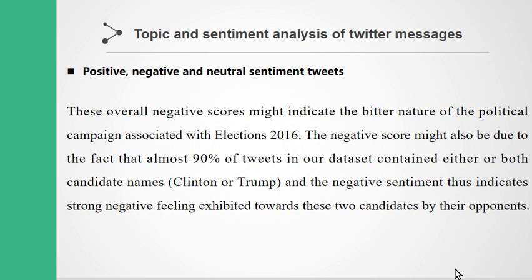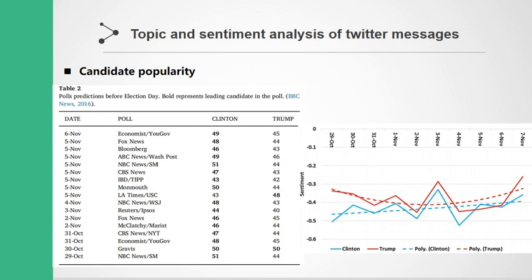The negative score might also be due to the fact that almost 90% of tweets in our dataset contain either or both candidate names, and the negative sentiment does indicate strong negative feeling exhibited toward these 2 candidates by their opponents. Now here, this part is about candidate popularity.